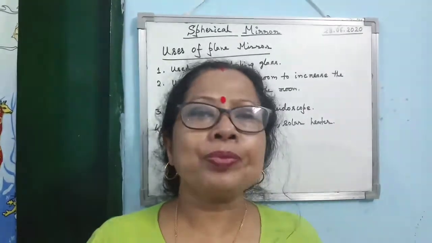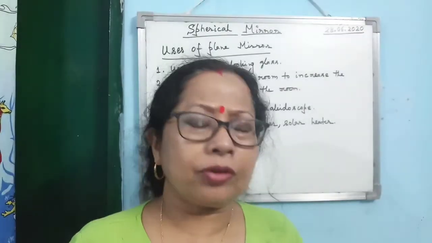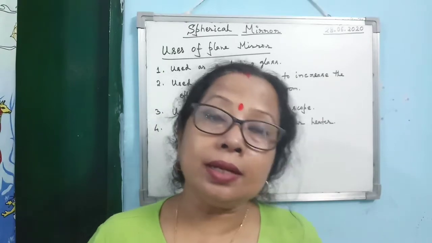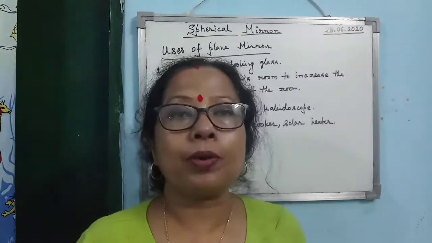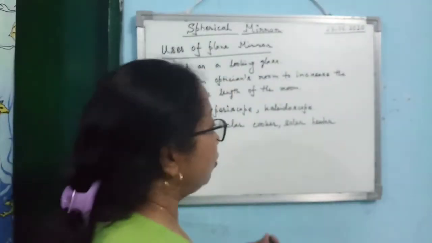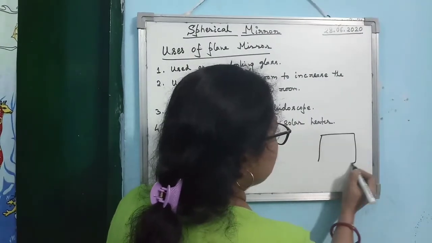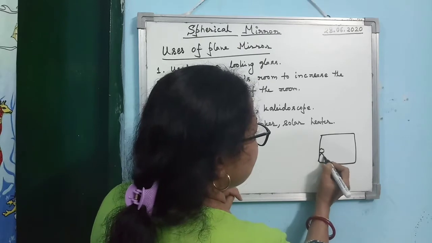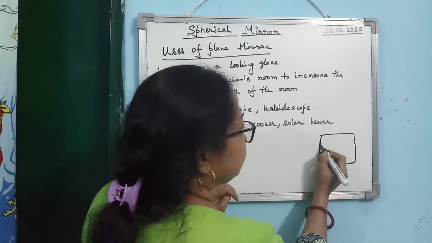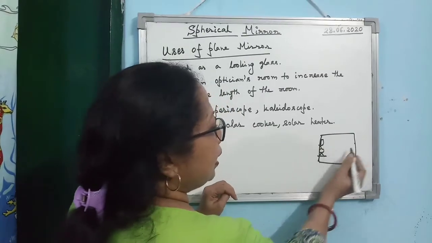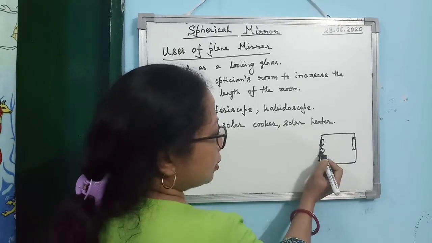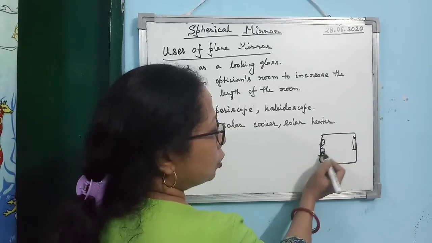Everybody knows that. First use of plane mirror, generally we use it as a looking glass. Then plane mirror is used in the optician's room to increase the length of the room. Just you see how, suppose this is the optician's room, and you are sitting here, and you will observe that here one board is there and here one mirror is there, and you are asked to look at the board through the mirror.